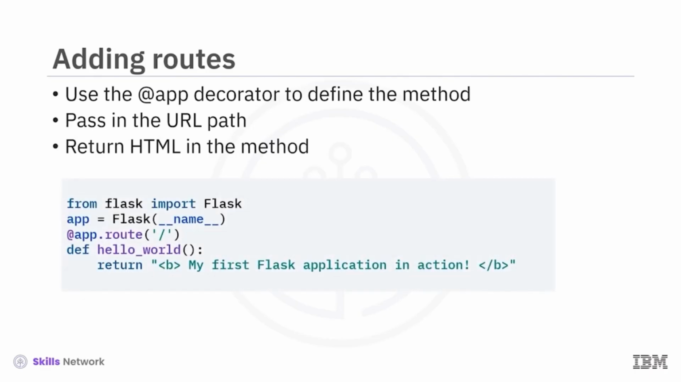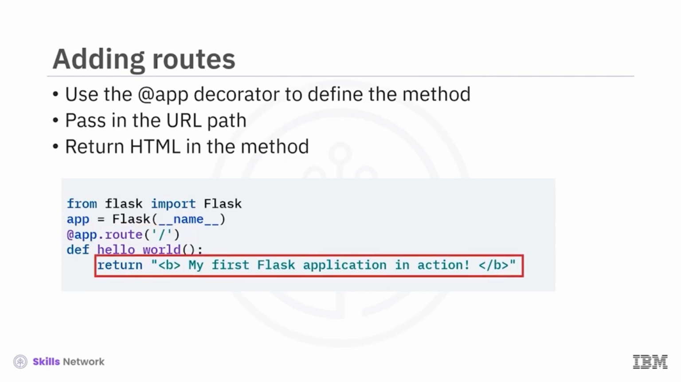Let's look at the code. The @app decorator is defined on the hello_world method. It takes in the argument of slash and returns the HTML message, My first Flask application, in action, in bold.